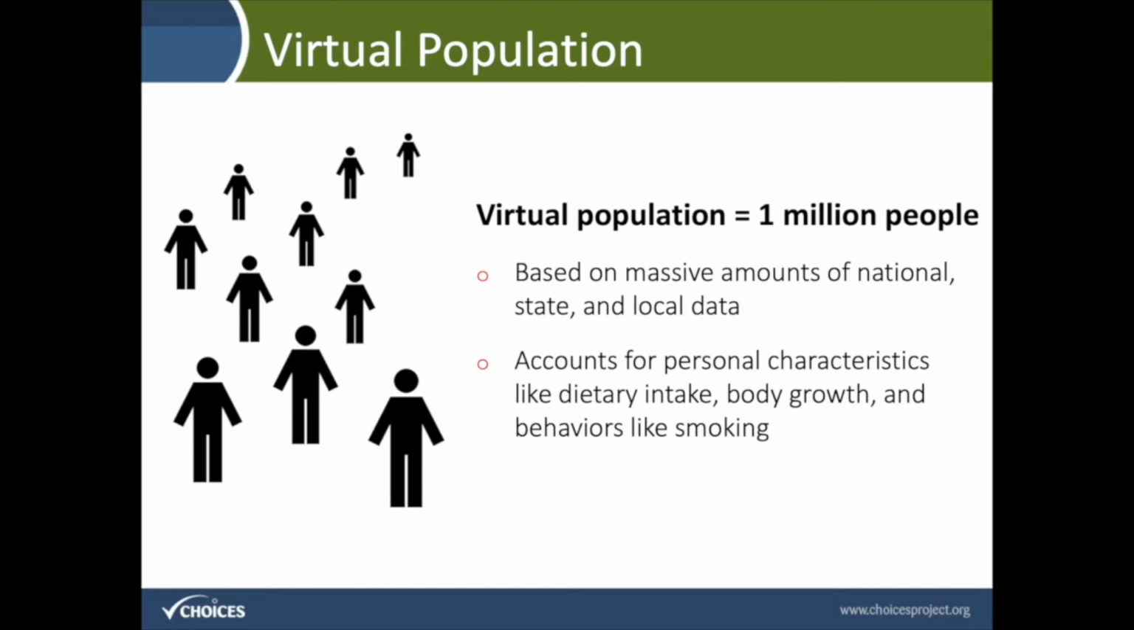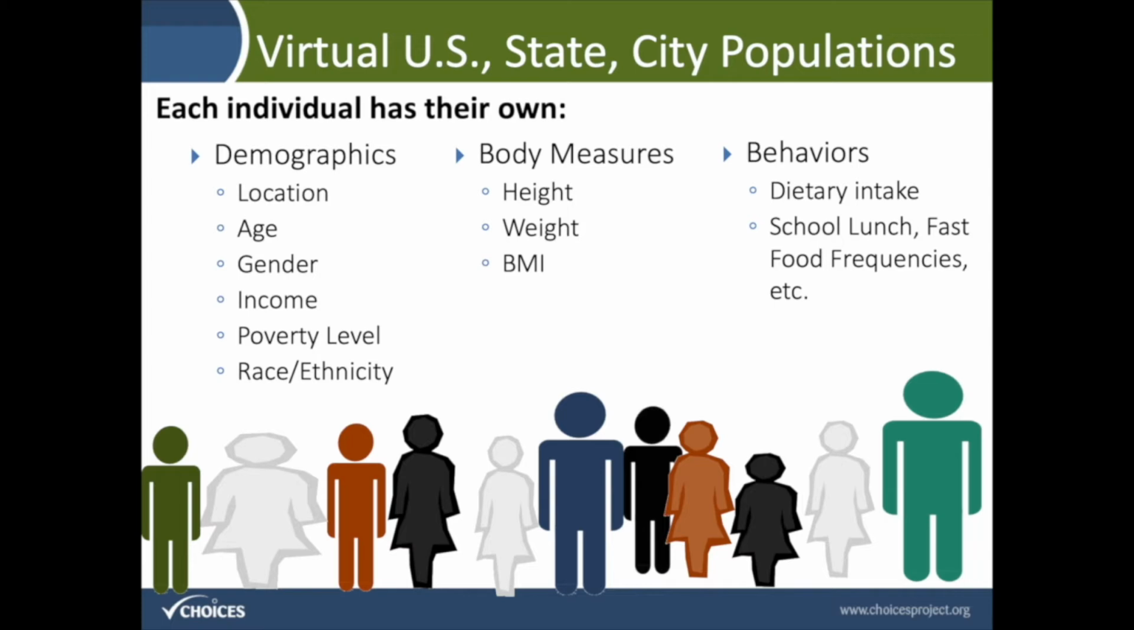Each person in the population has their own individual level characteristics. So they have demographics, including location down to the census tract level, age, sex, income, poverty level, and race ethnicity. They also have body measures, height and weight, which change over time, and from that we calculate BMI. And we also model different behaviors such as dietary intake of different food categories, whether they eat fast food a few times a week, and etc.